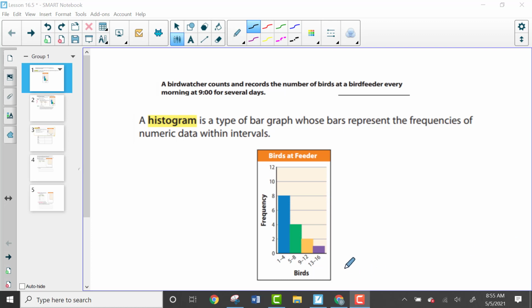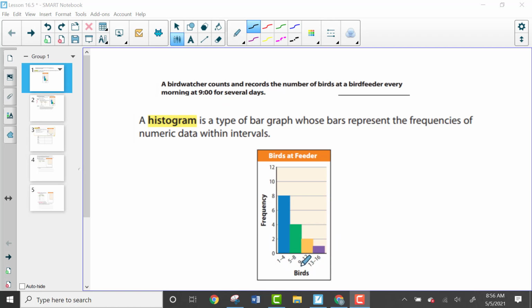Now, I have an example of a histogram. I'm sure some of you have seen a histogram before. This histogram comes from the scenario at the top of our page. It says a bird watcher counts and records the number of birds at a bird feeder every morning at 9 o'clock for several days. Now this histogram represents this scenario.